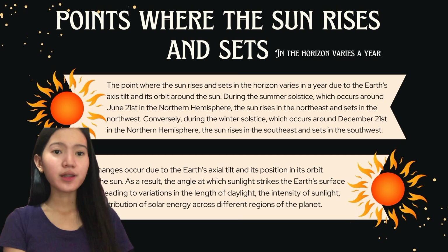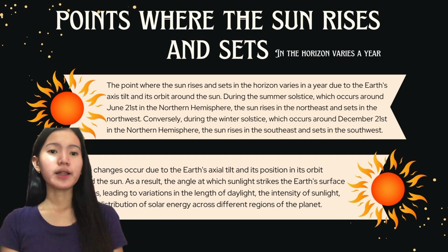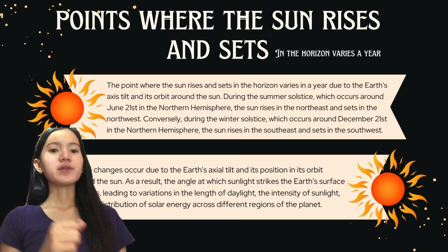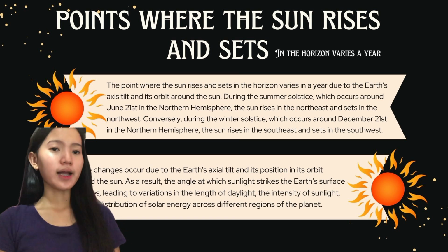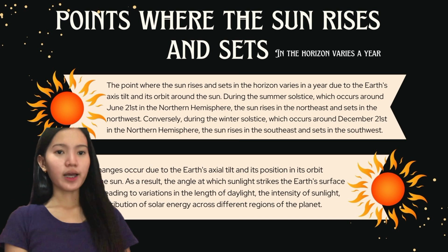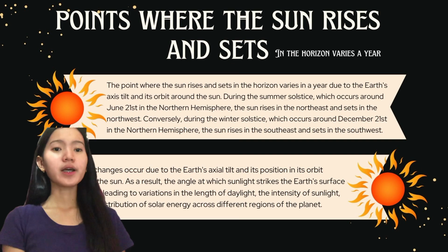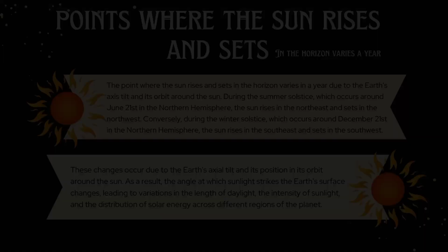As a result, the angle at which sunlight strikes the Earth's surface changes, leading to variation in the length of daylight, the intensity of sunlight, and the distribution of solar energy across different regions of the planet.